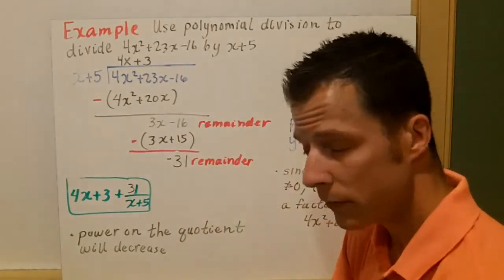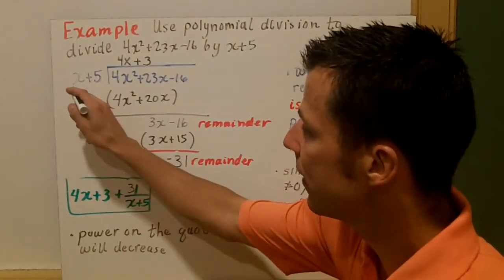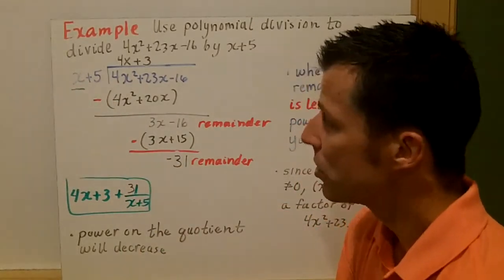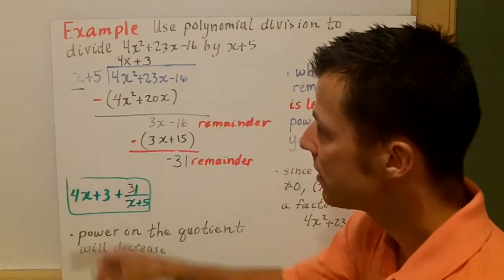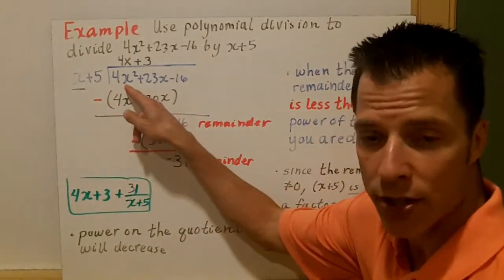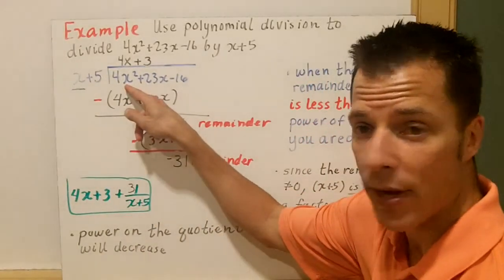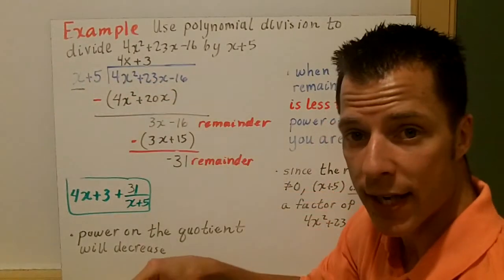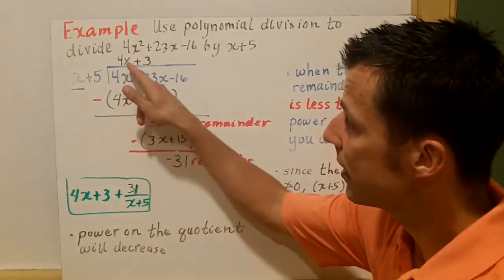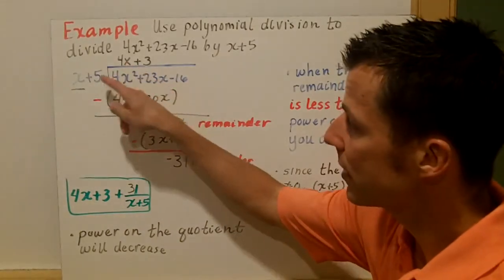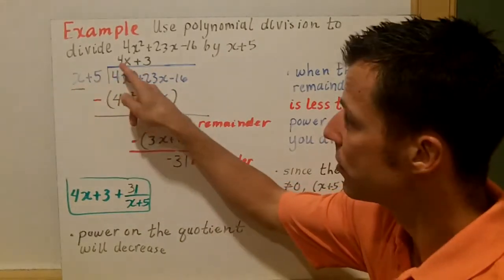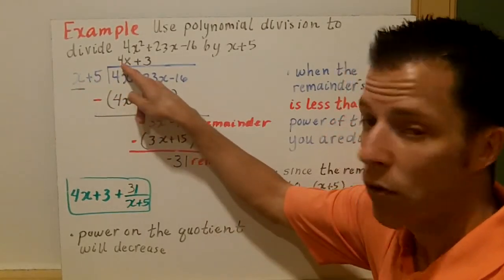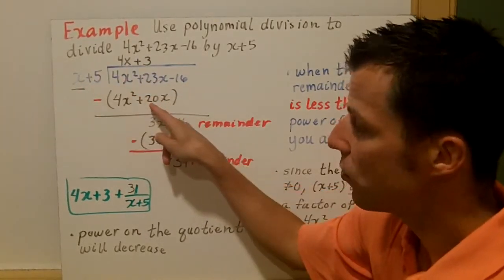Now, the key here is our x value, this. Okay, out front, we always pay attention to x. So the first thing you have to ask is, does x go into 4x squared? If so, how many times? Well, x goes into 4x squared 4x times. So we write the 4x on top, and now that 4x gets multiplied to both these terms. So 4x times x is 4x squared. 4x times 5 is 20x.